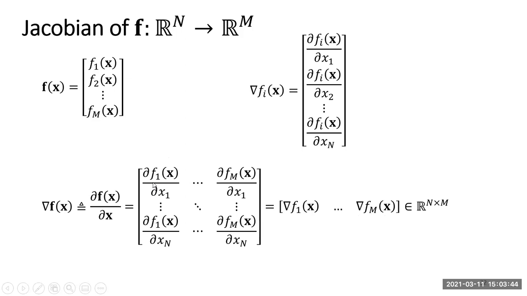We have x1 through xn, right? So how many rows do we have? n, n as in Nebraska. And how many columns do we have? f1 through fm. So we have m, m as in Missouri, number of columns. So this Jacobian del f of x is an n by m matrix.